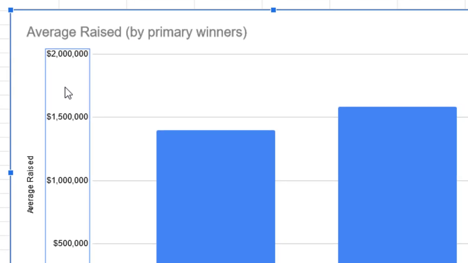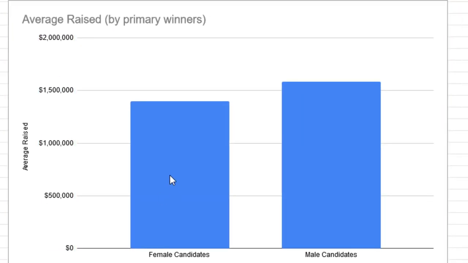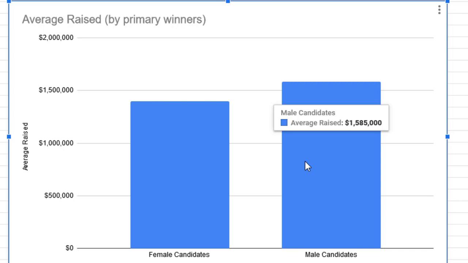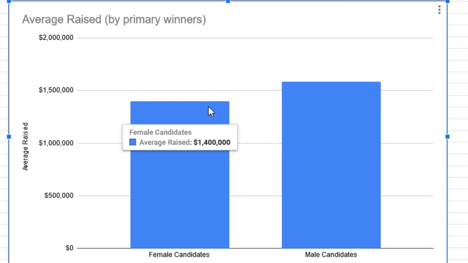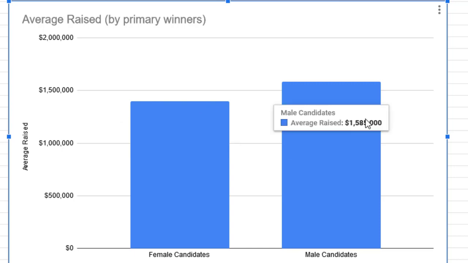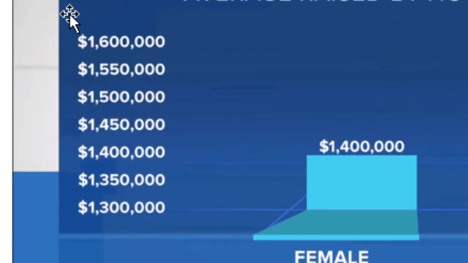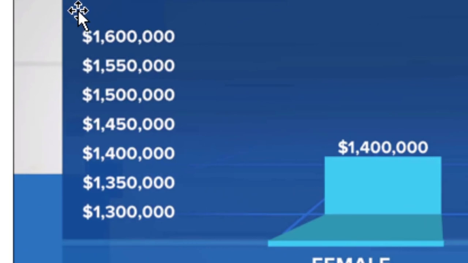But really what I want to focus on is this, because this represents 1.4 million. And if you hover over it like I just did, it actually pops out. Average raised $1.4 million. And for males, average raised is $1,585,000. This bar is almost the exact same size as this bar. So how can this graph look so different than this one? And in case you're not seeing it, the answer is right here. That's what's causing the difference.